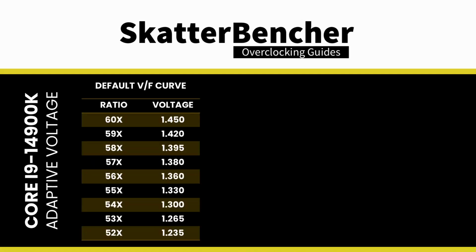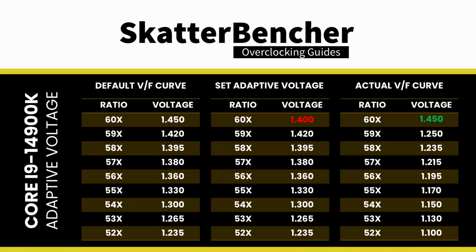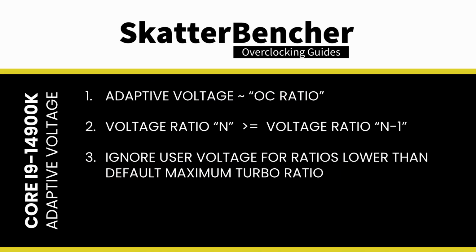Suppose our 14900K runs 60x at 1.45 volt. In that case, setting the adaptive voltage mapped to 60x lower than 1.45 volt is pointless. 60x will always run at 1.45 volt or higher. 3. The adaptive voltage configured for any ratio below the maximum default ratio will be ignored.